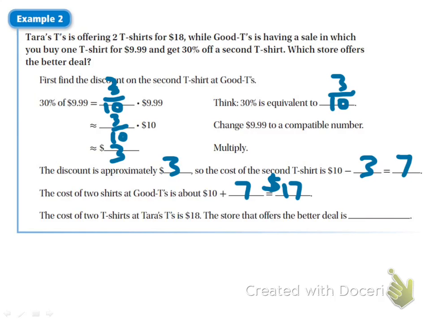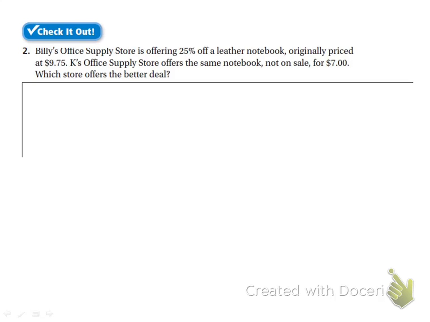So which one is the better buy? The store that offers the better deal is Good Tees because it would be $17, and Tara's Tees would be $18. Okay, I want you to pause the video and do Check It Out number 2.